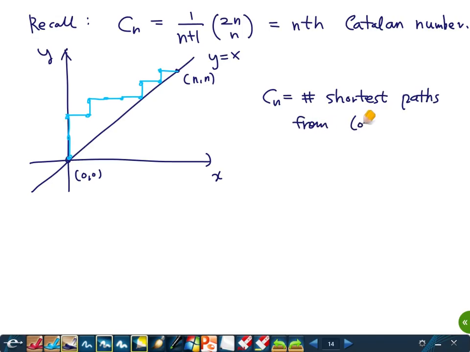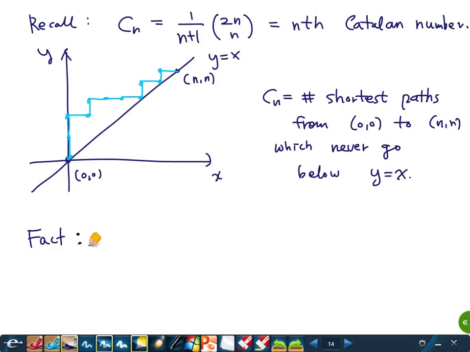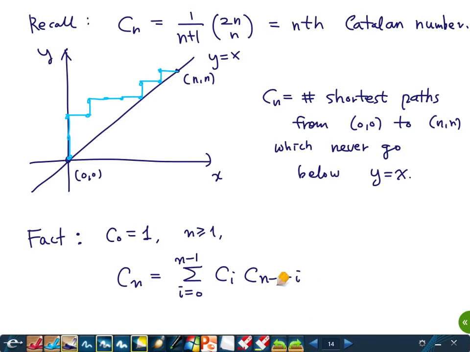from (0,0) to (n,n) which never go below the line y equals x. We are not allowed to go below. We may touch this line, but we cannot go below it. And we learned that this is equal to this. And actually, there is a known fact: the Catalan number satisfies this recurrence relation. C0 equals 1, and for n greater than or equal to 1, Cn is equal to the summation over i from 0 to n minus 1 of Ci times C(n minus 1 minus i). We have this recurrence relation.